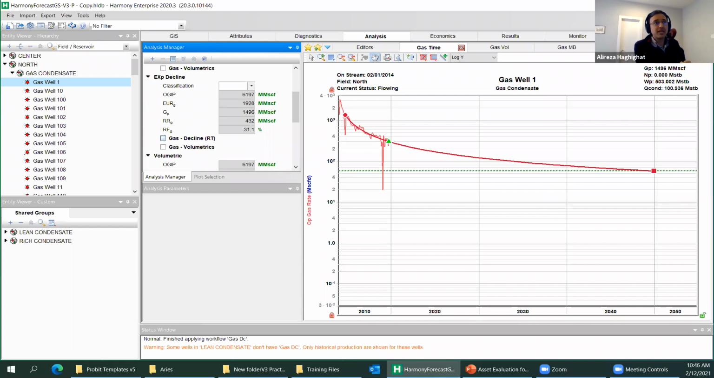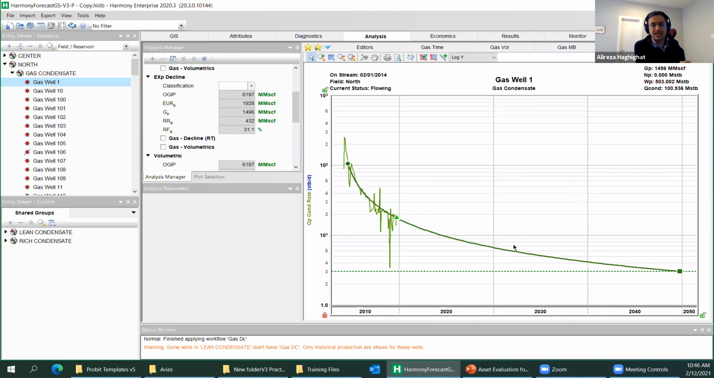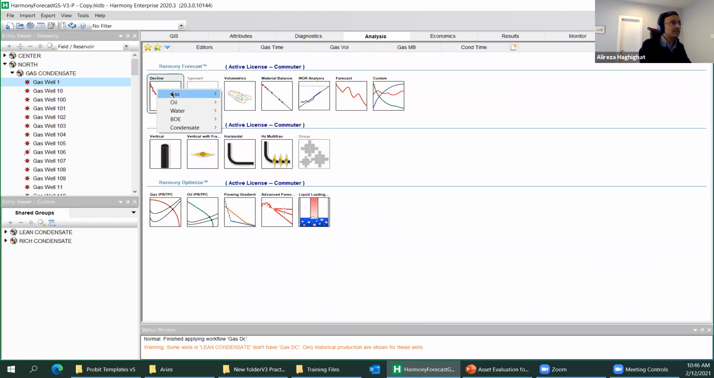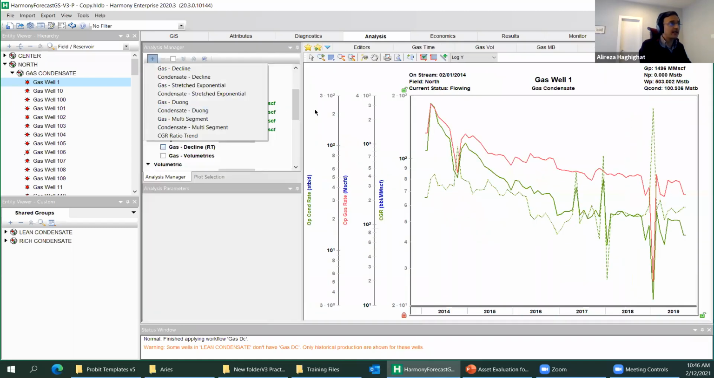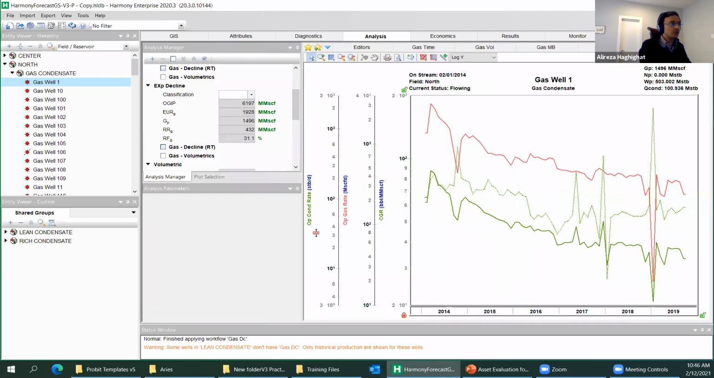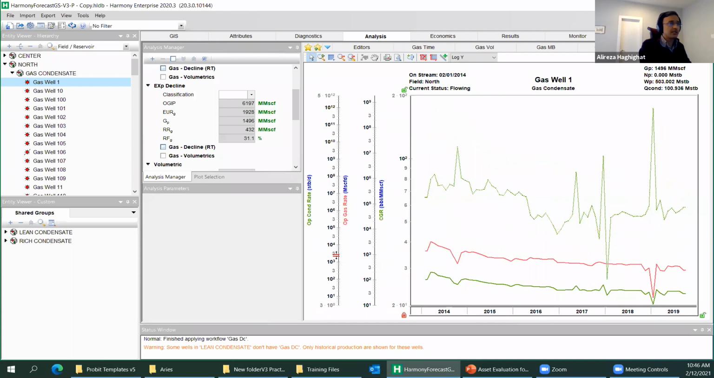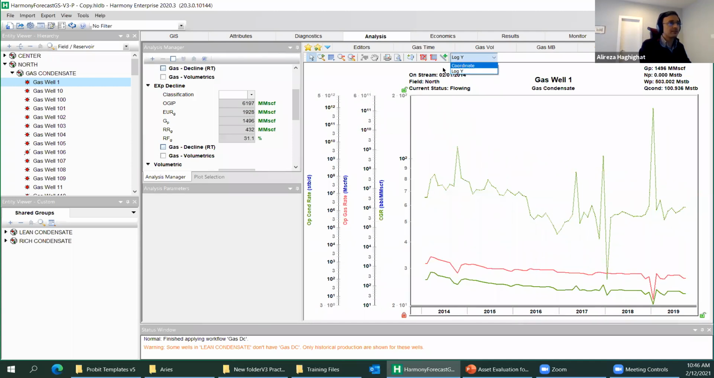So instead of forecasting the condensate directly, we are going to forecast the condensate over gas ratio, and then we are going to combine condensate over gas ratio with the gas forecast that we have to forecast the production of condensate. So I go here, this time I select gas rate versus time and condensate to gas ratio. And here what I'm going to show you, let me clean this plot a little bit.